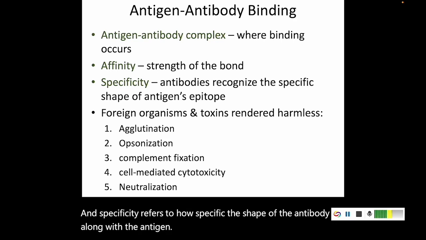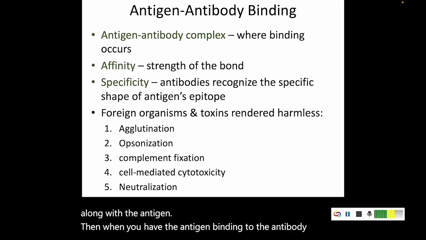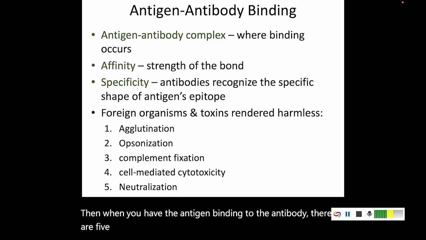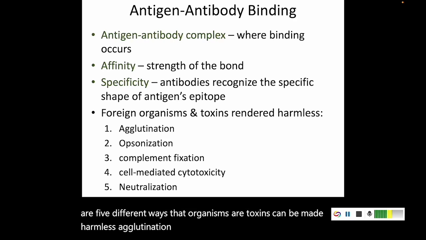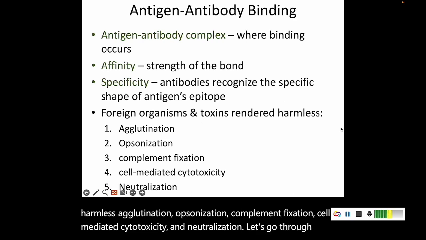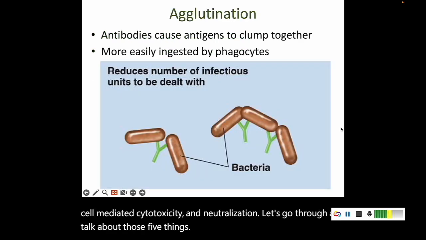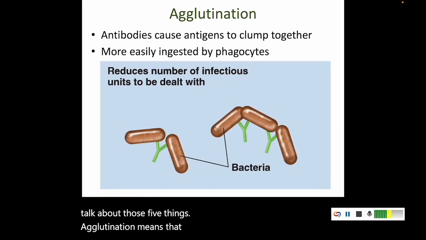Then when you have the antigen binding to the antibody, there are 5 different ways that organisms or toxins can be made harmless: agglutination, opsonization, complement fixation, cell-mediated cytotoxicity, and neutralization. Let's go through and talk about those 5 things. Agglutination means that things are clumping together.